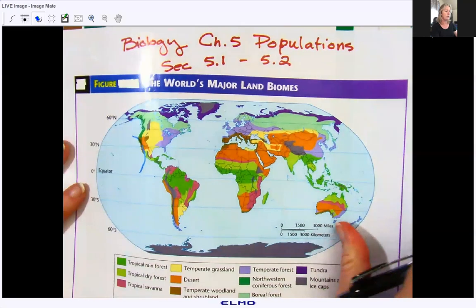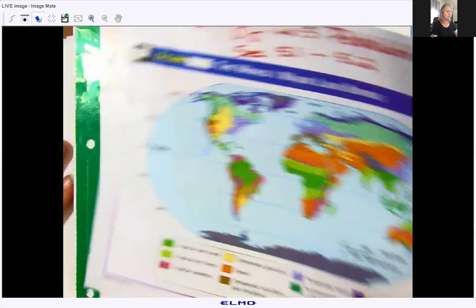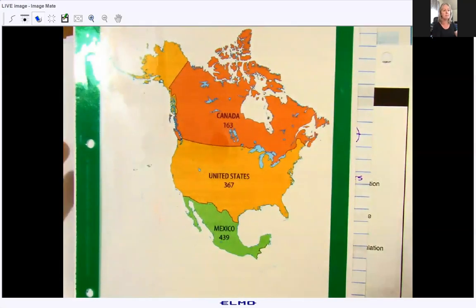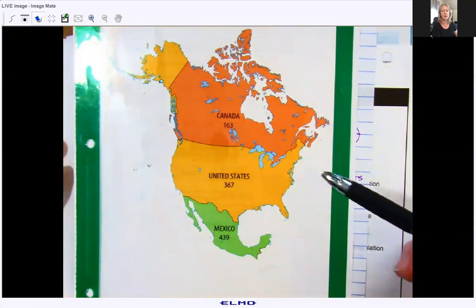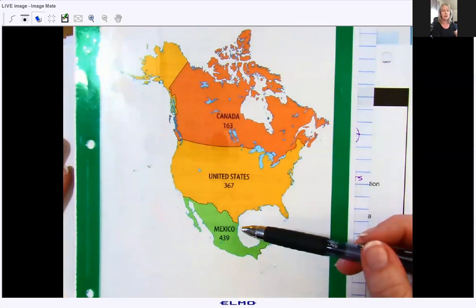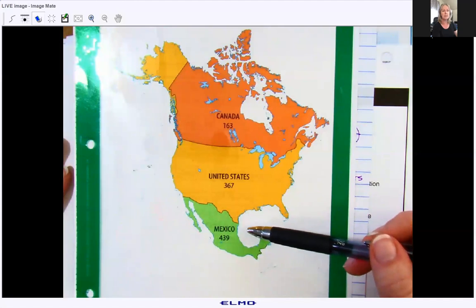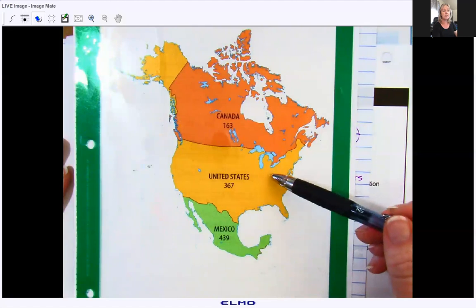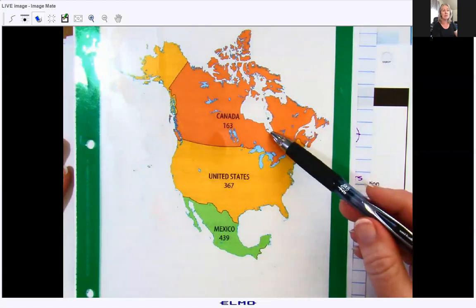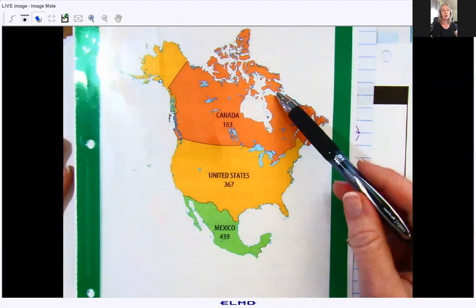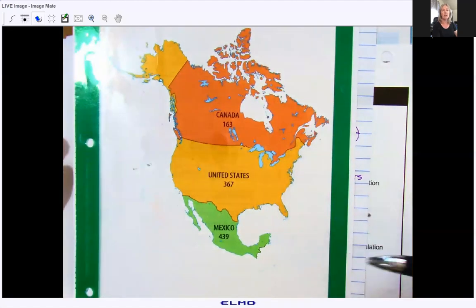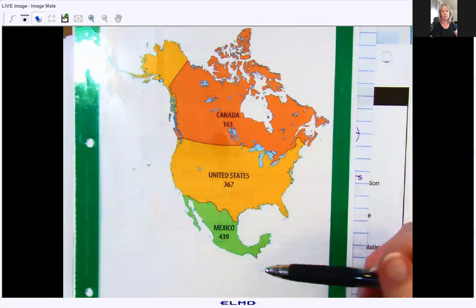In fact, if we look at a geographic distribution of organisms in North America, we see that Mexico has, and this is animal species, so Mexico has 439, the US 367, and then in Canada 163. And the further you go away from the equator, the more difficult the environmental conditions are, the less food. So you're not going to find the diversity that you do like in the tropical rainforest.